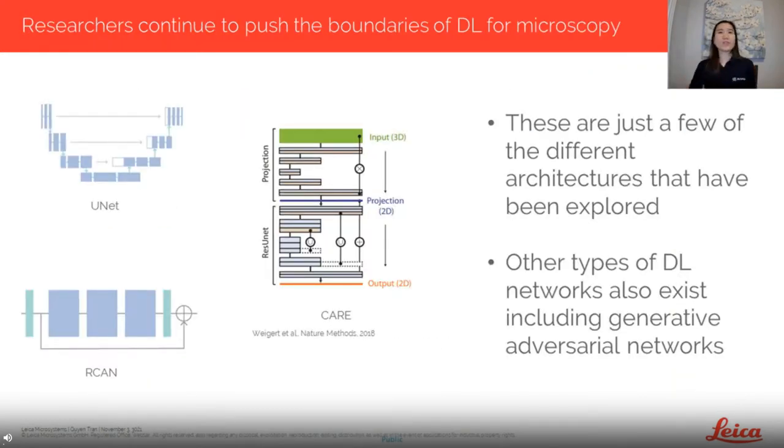So what I showed you is just a brief glimpse of this field of research, and researchers continue to push the boundaries of what deep learning can do for microscopy data sets by developing new types of architectures. I'm just providing some examples you may have seen before: UNet, ARCAND, CARE, to utilize deep learning for a number of applications in microscopy. There are also a number of researchers who are looking into different types of networks to push that boundary of deep learning and microscopy.